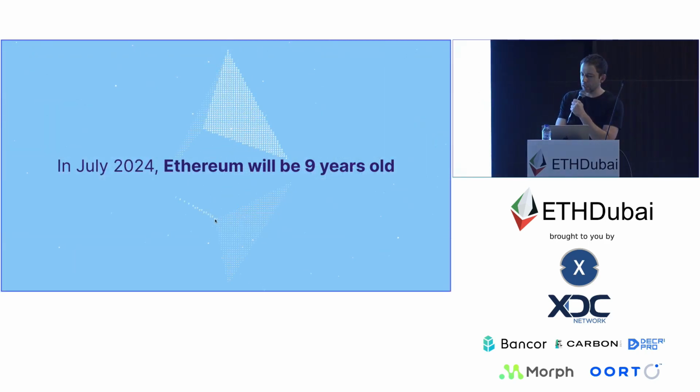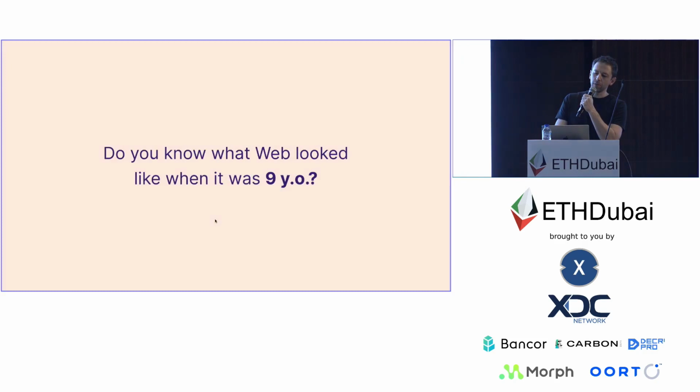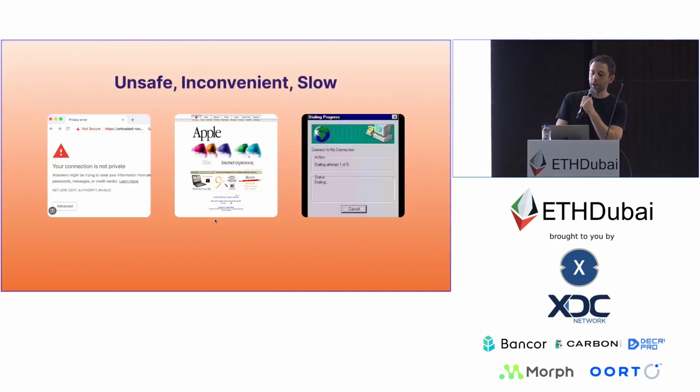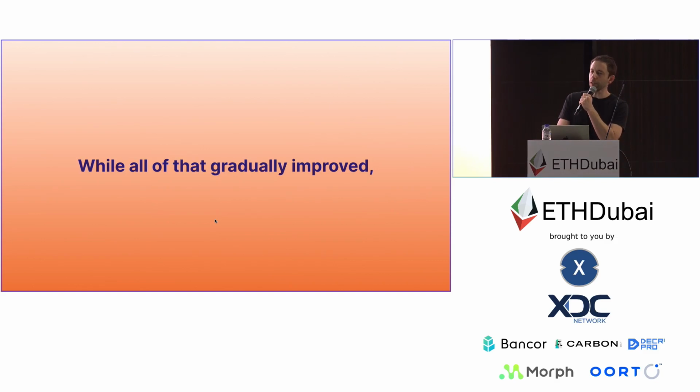I'll start by reminding you that Ethereum is at a very young age. It's going to get 9 years old this year. And Ethereum is the representation of Web3, this new generation of the internet. If you remember, or maybe you can imagine, how Web 1 looked when it was 9 years old, it was quite unsafe, very inconvenient, and very slow. And this probably sounds familiar to how things currently are in crypto. And all of that gradually improved.